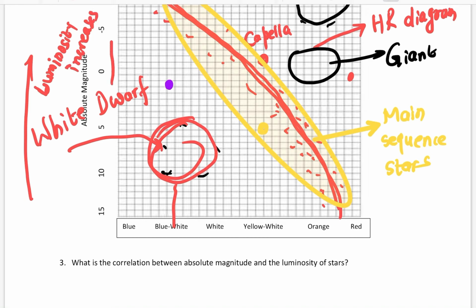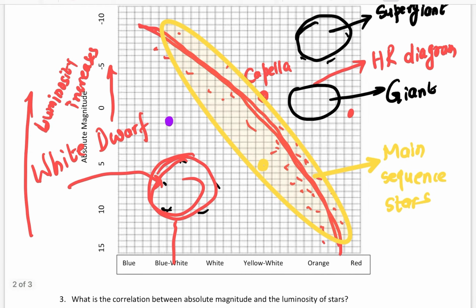So if I go along this axis, that means the luminosity increases. That means it radiates more energy. Okay. So the star which lies here is called the white dwarf. The star which lies on this line or in this region is called the main sequence. The star which lies in this region is called supergiant, and this is called the giant stars. And the name itself tells you all the stories here.